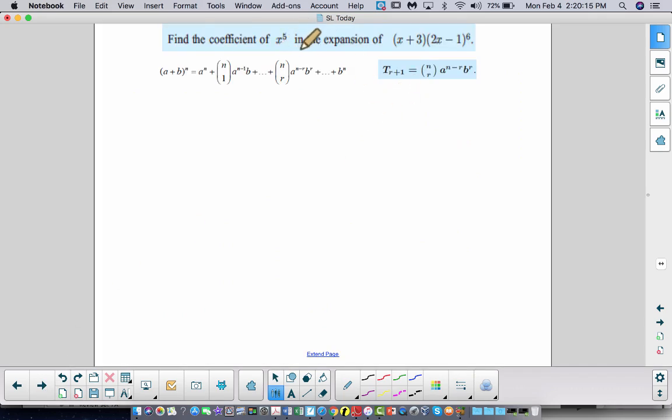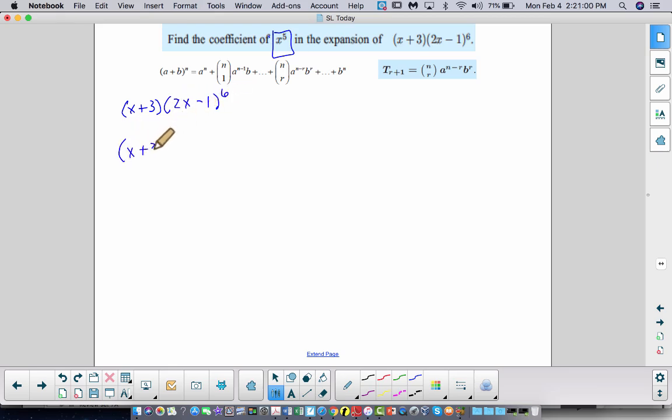Find the coefficient of x to the 5th in the expansion of x plus 3 times 2x minus 1 to the 6th. Okay? So let's think about this. So I have x plus 3, which is just to the first power, and I have 2x minus 1 to the 6th power. Okay? And I need the coefficient of x to the 5th. Now, in this case, I don't need to get the general term. I just have to think about it a little bit. What I need to do is expand this. There's nothing I can do with this until I expand this.